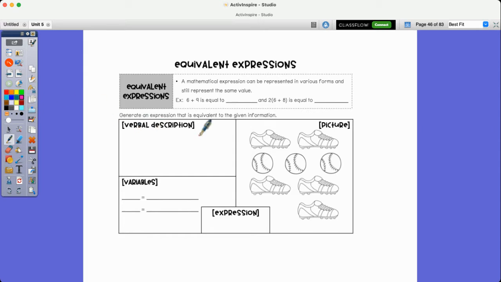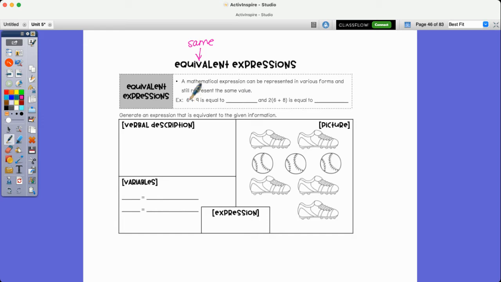Okay, equivalent expressions are mathematical expressions that can be represented in various forms and still represent the same value. The word equivalent means the same. And an expression is a mathematical expression. It's just letters and numbers and things like that put together. And so they're going to equal each other when we're done.